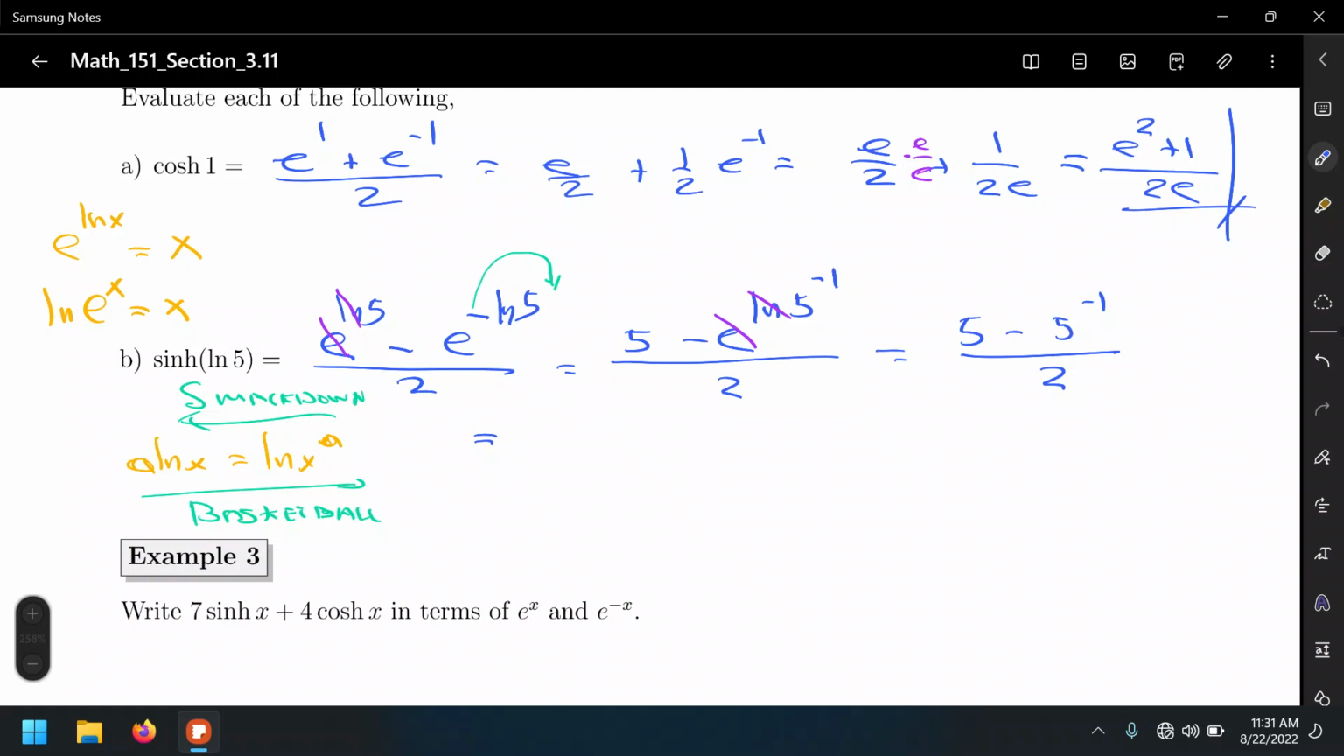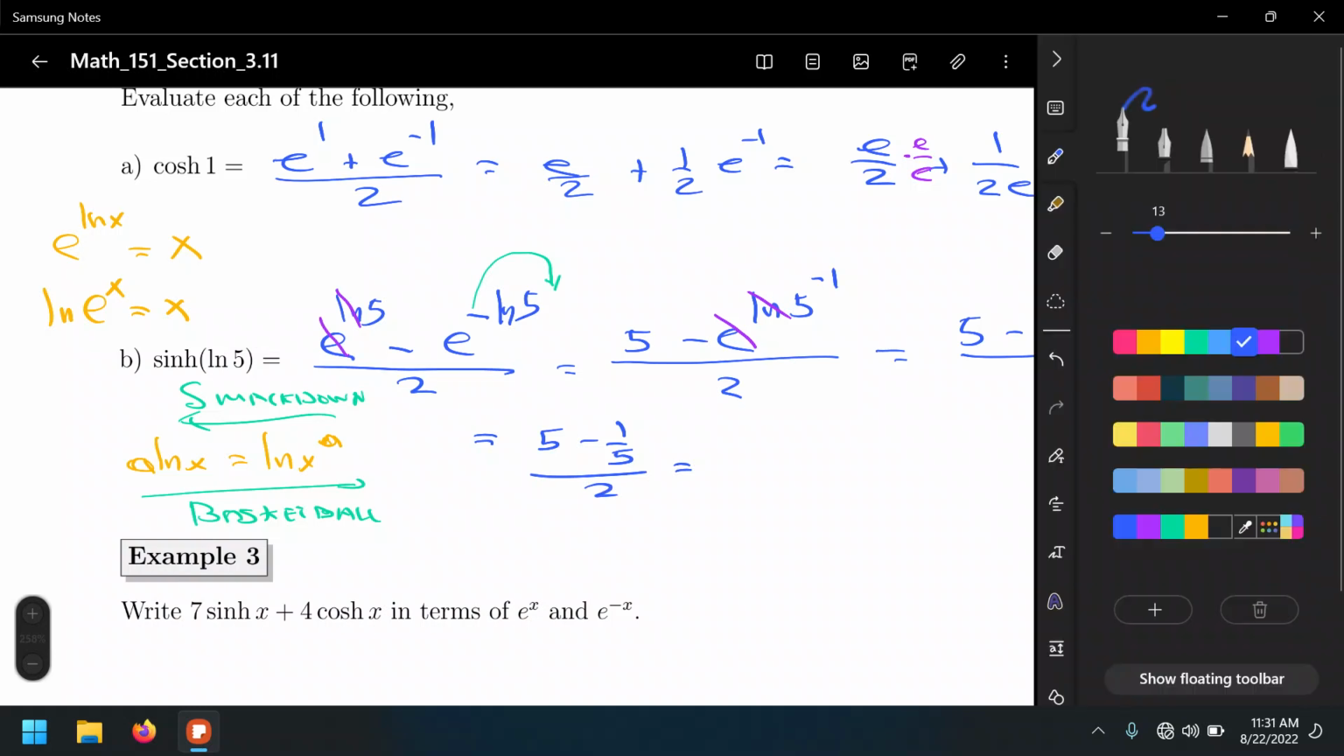So what's next? Okay, 5 to the negative 1. That's 5 minus 1/5 over 2. And what's 5 minus 1/5? One way to do this is 25 fifths minus 1/5. How many fifths is that? 24 fifths.